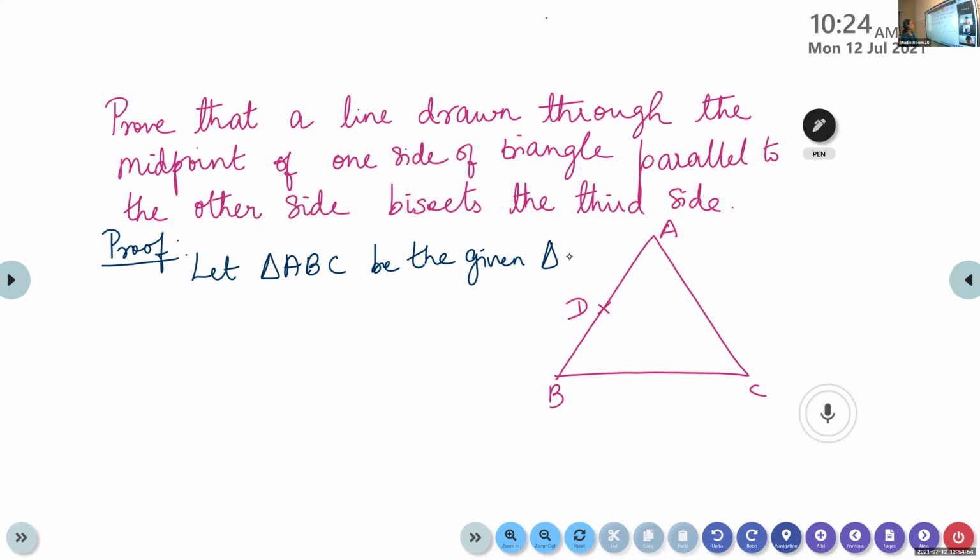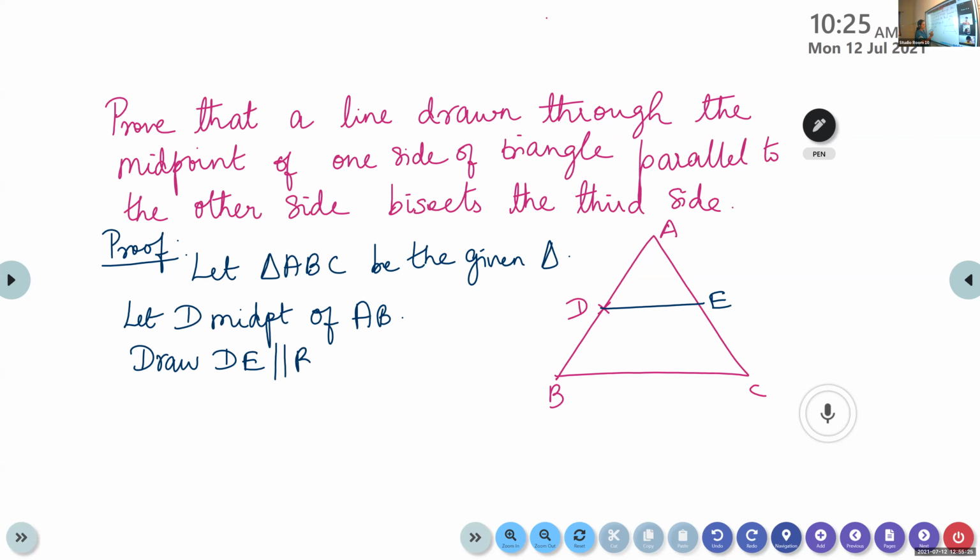Yes, ma'am. Look at this question. Here the figure is not given. A line is drawn through the midpoint of one side of a triangle, so we need one triangle. Let ABC be the triangle. A line is drawn through the midpoint, so let D be the midpoint of AB. Through the midpoint we are drawing a line, so let DE be drawn parallel to BC.